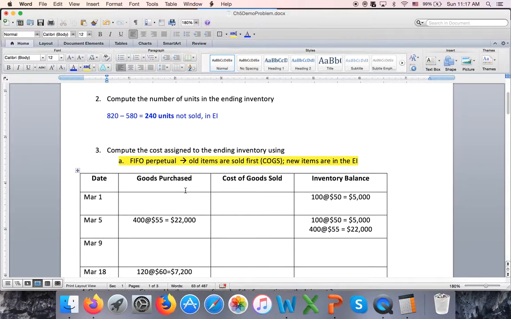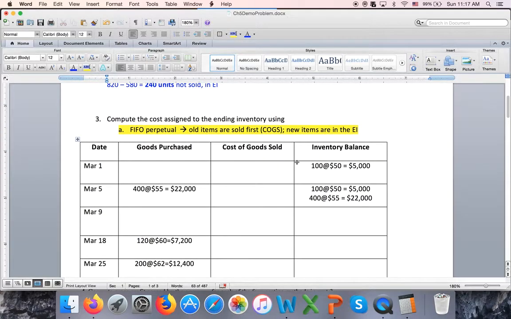Okay, so I set it up as a table. Number 3, compute the cost assigned to the ending inventory using FIFO. So March 1st, this is my inventory balance. Look at the columns. What we purchase, what we sell, and what we keep on the shelves. On March 5th, I buy a new layer of inventory. We call it layers. So this is my old layer coming from the previous period, previous months. I add on the bottom a newer layer. I bought 400 items at $55. Guys, we only include costs here. We do not care about price.